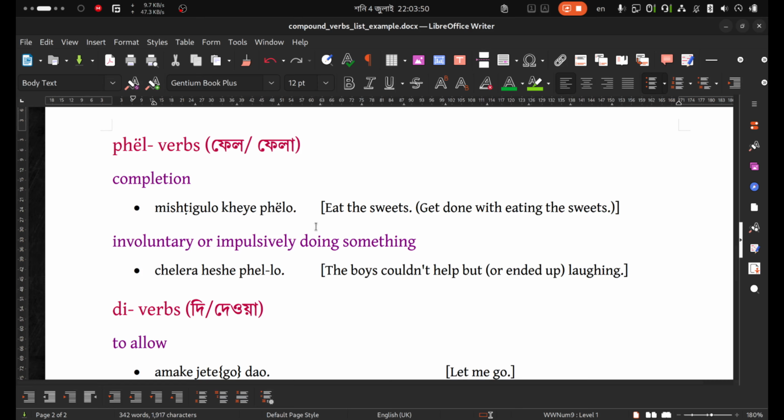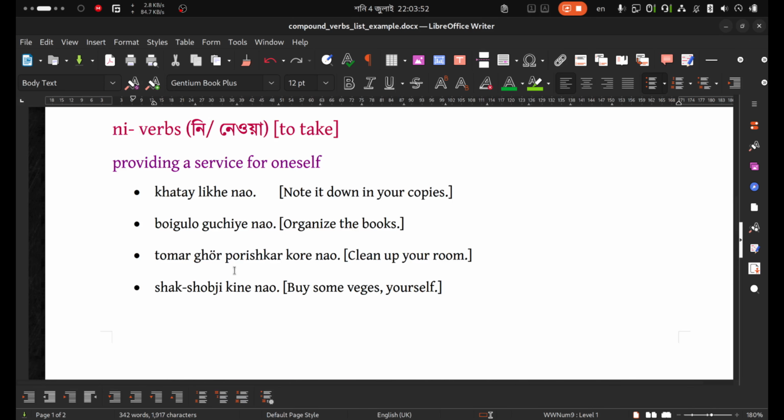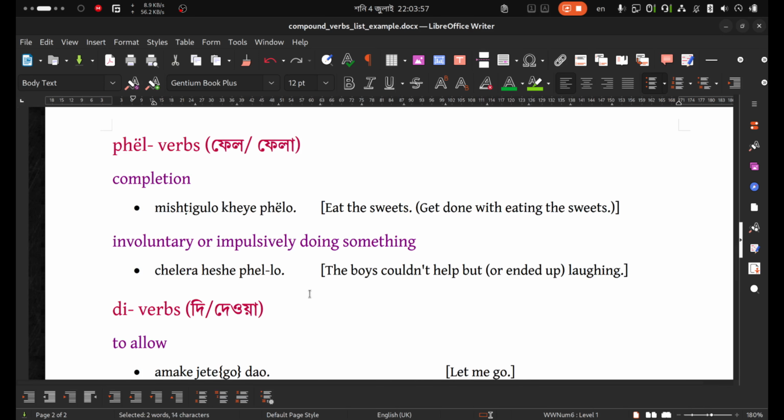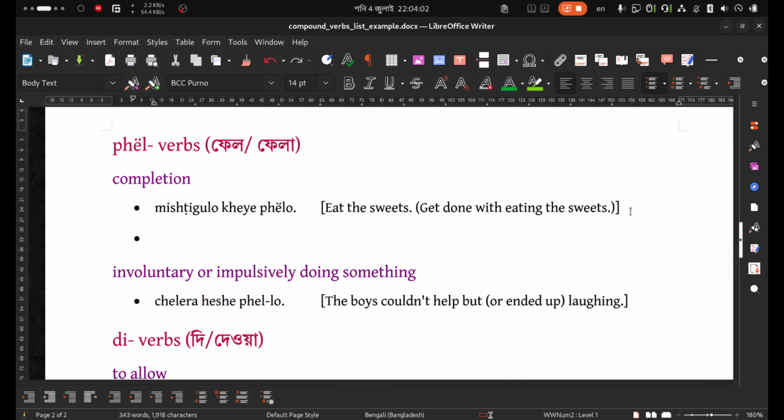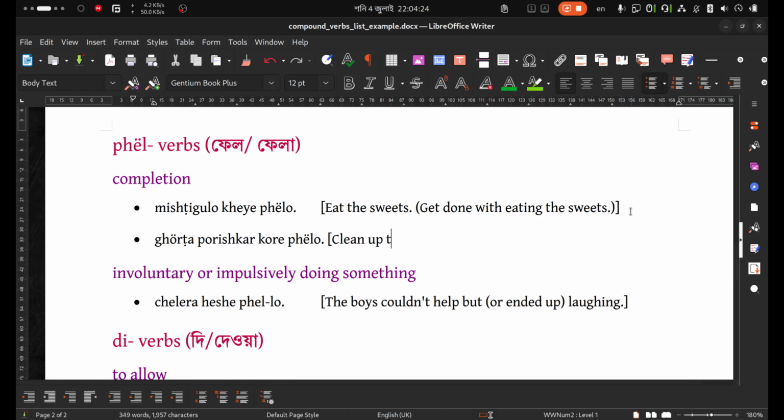Yeah, June actually used this verb, porishkar kora, a while ago. Porishkar kora. So your sentence would be ঘরটা পরিষ্কার করে ফেলো। ঘরটা পরিষ্কার করে ফেলো। Okay. Clean up the room.